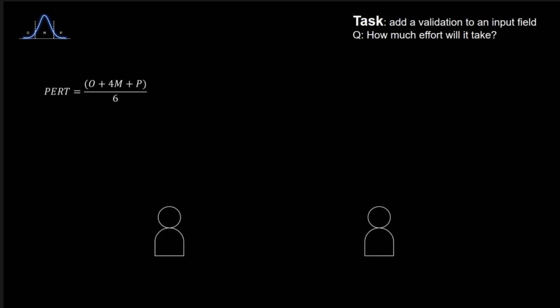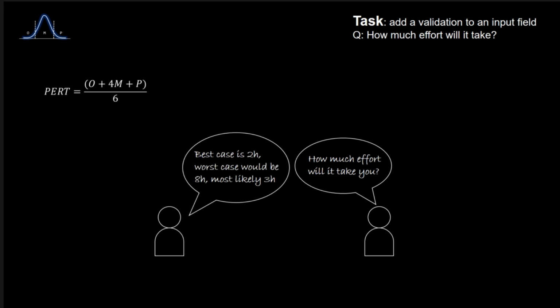Going back to our example, the conversation with the developer could go like this. We have the task before us, adding validation to an input field, and we need to know the expected effort considering PERT's 3 key data points. As the developer is now comfortable thinking in terms of pessimistic, optimistic, and most likely scenarios, we could determine that the best case would take 2 hours, the worst case 8, and the most likely 3 hours. If we plug that into our formula, we would get 2 plus 4 times 3, which is the most likely estimate, plus 8, and we will always divide it by 6. That gives us an estimate of 3.66 hours. And now we can use that to continue with our planning.